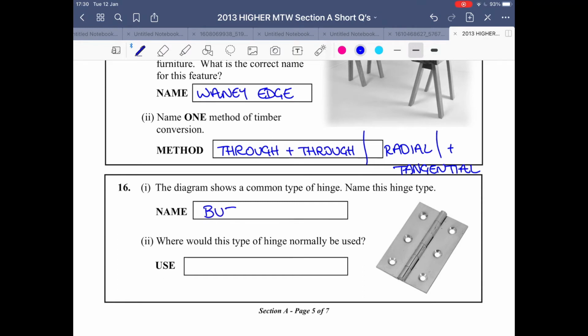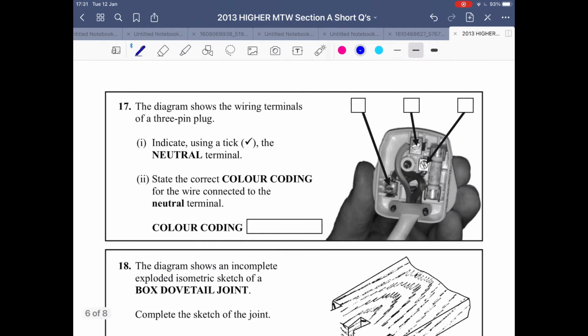Relatively simple hinge. Not very pretty, or at least the one they're showing us there is not very pretty. Yes, you can get more decorative ones. But yeah, that's what it is. Where would this type of hinge normally be used? We'd have it on doors or boxes or presses, that kind of thing.